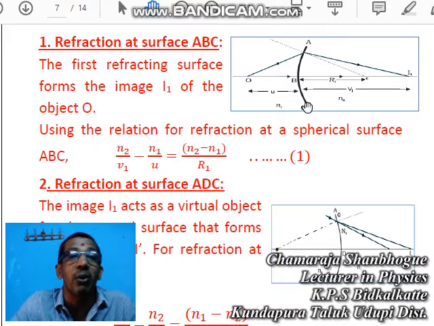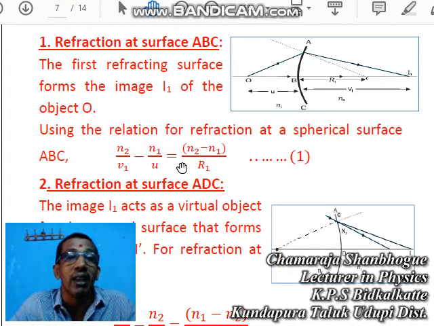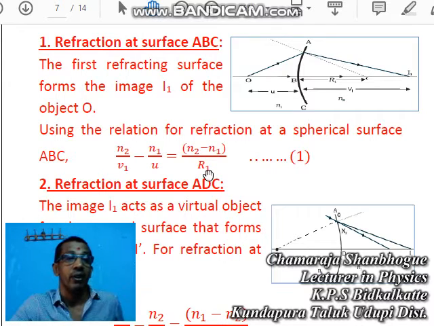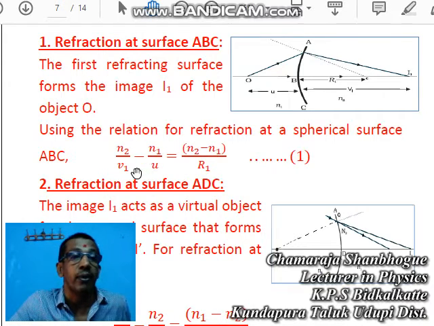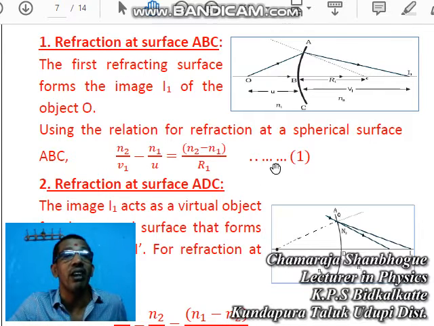This image is formed due to refraction at the first surface. Its image distance is v1. So n2 by v1 minus n1 by u is equal to n2 minus n1 by R1. This is the application of the first derivation formula, the relation between object distance, image distance, refractive index and radius of curvature. Now, call this equation 1.